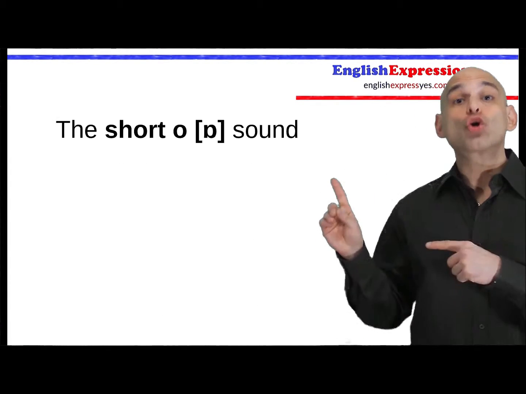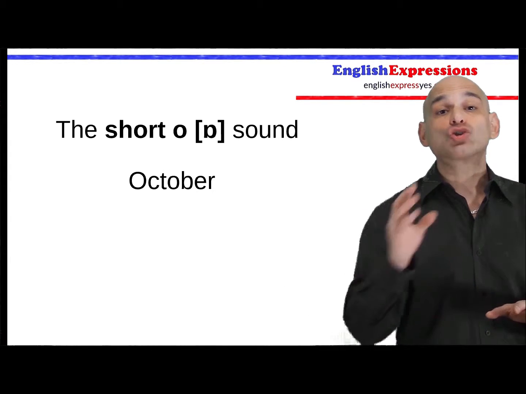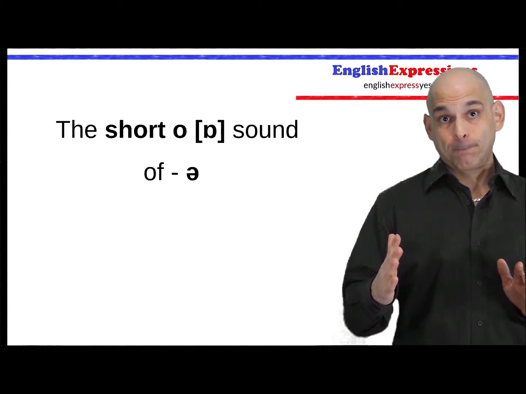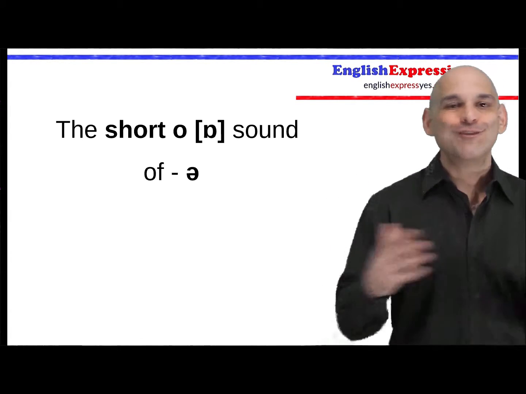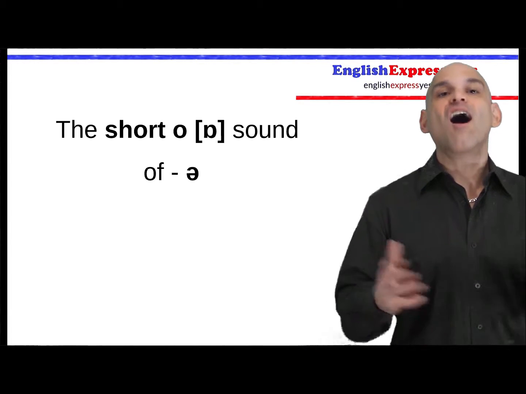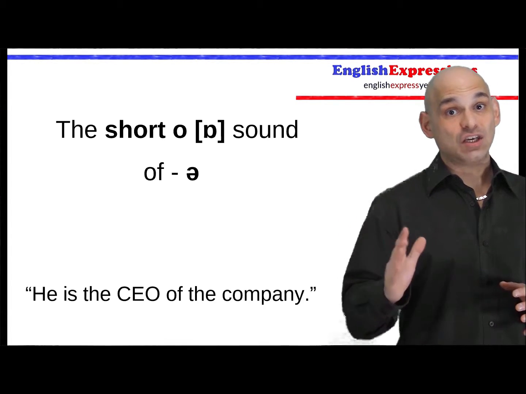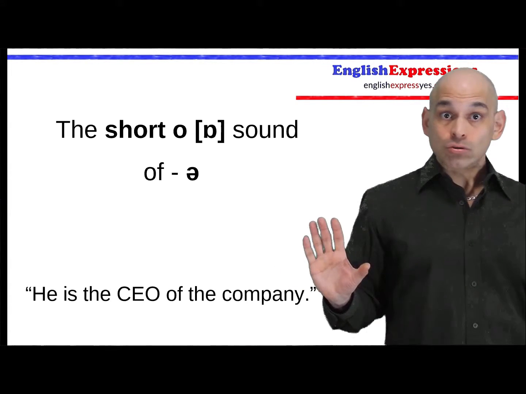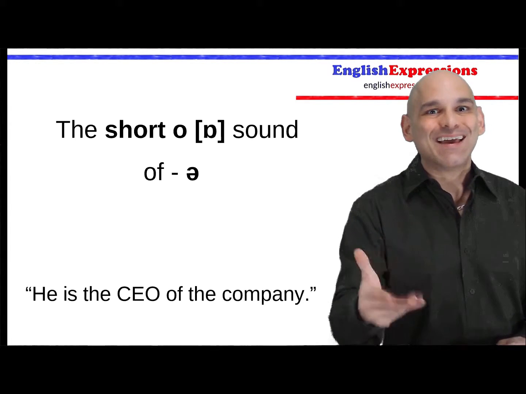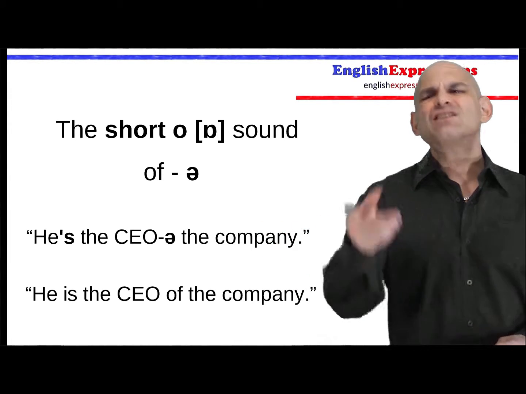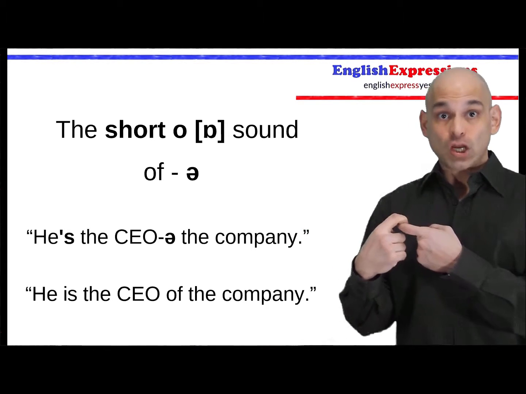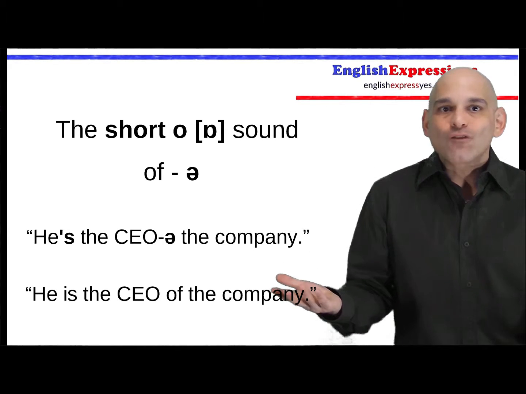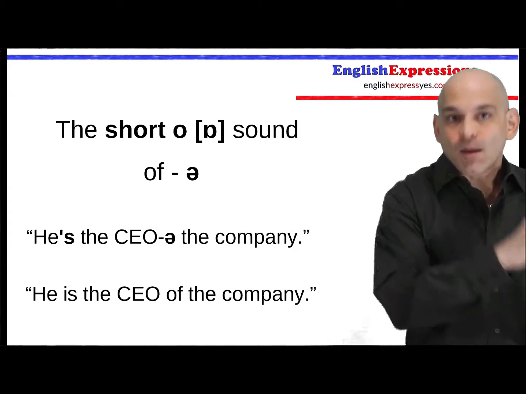We also do this for the short O sound, as in October. But we only do this for "off" and "from." We just use schwa for "of." He is the CEO of the company. No. But that's good English. But a native English speaker would say, he's the CEO of the company. He's, contraction, the CEO. We just use schwa for "of." The CEO of the company.